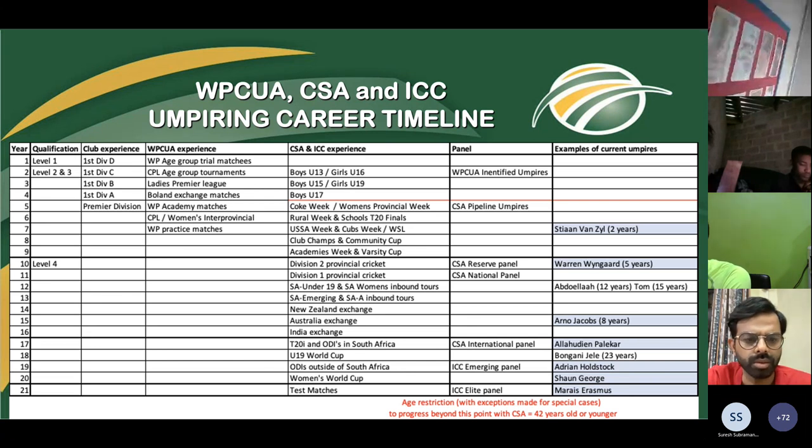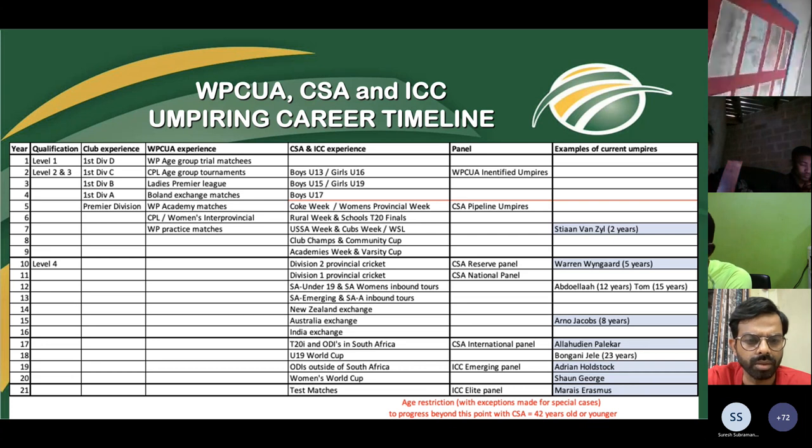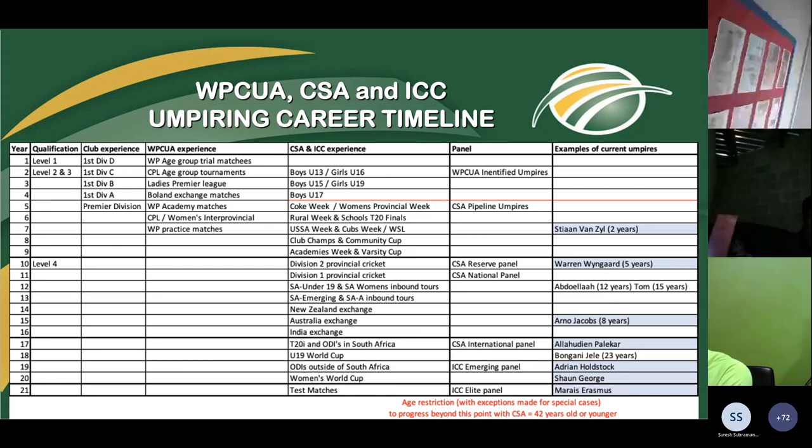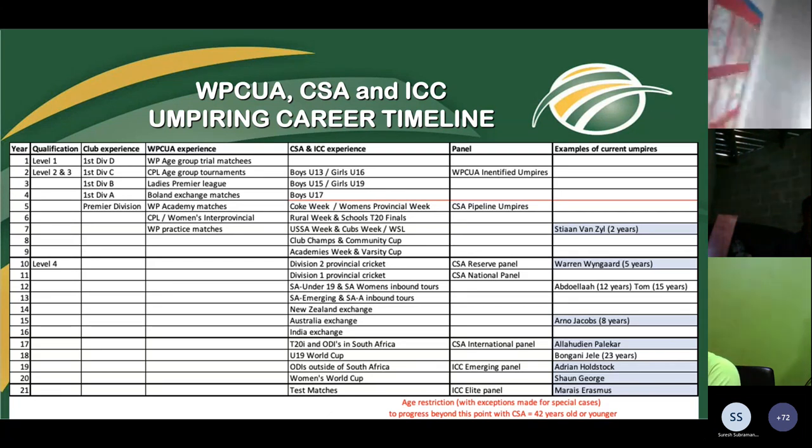Then you will find Bongani Jele. He doesn't have much playing experience, didn't get to first class level. So he's taken 23 years to get to Cricket South Africa's international panel. He started umpiring at the age of 13. So I encourage all of you to start early and to give it all you've got to make a profession out of it.